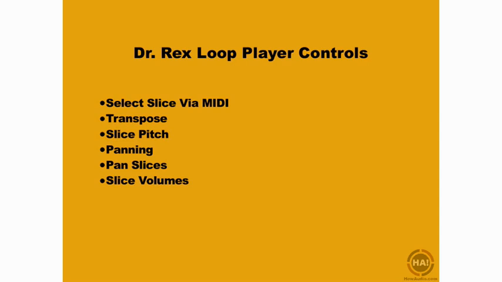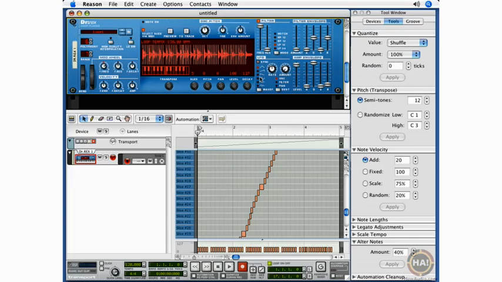I want to take a quick moment in this clip to point out some of the basic controls in the Dr. Rex loop player that you have available to you to change the tones of the individual slices and to be able to do some interesting things with these loops that we've created into Rex files. Let's take a look at the actual Dr. Rex device, and let me show you how you can use these controls to manipulate these individual slices.